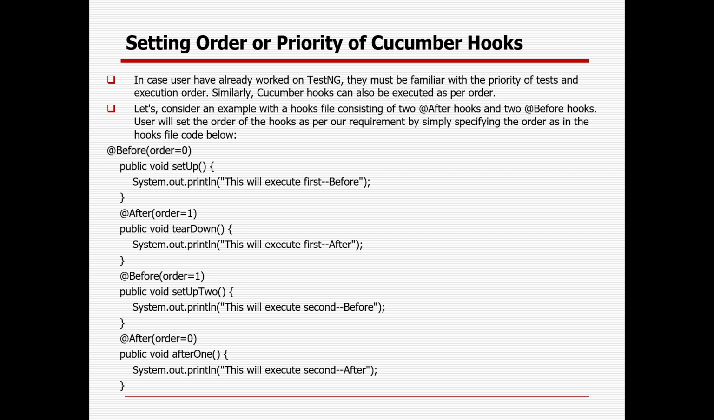Another concept is called prioritization of the hook. Because in Cucumber only before and after is there, but in TestNG you would see before class, before group, before suite, all this stuff. But here it is before and after. In case you want to give multiple before without tagging, you need to give the priority. So for the before, it will start from lower to higher. For the after, it will go from higher to lower.